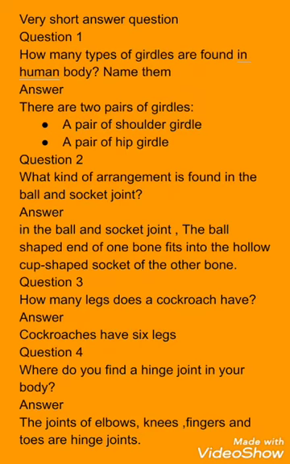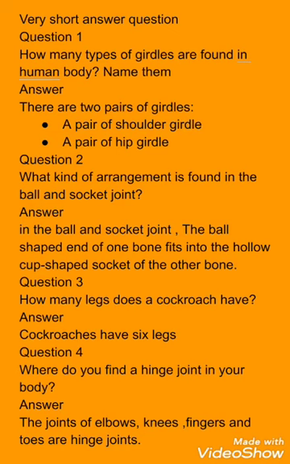Let's come to the very short answer questions. The first question goes: how many types of girdles are found in the human body and name them? We know it very well. We have studied that there are two pairs of girdles present in the human body: firstly, a pair of shoulder girdles and a pair of hip girdles.